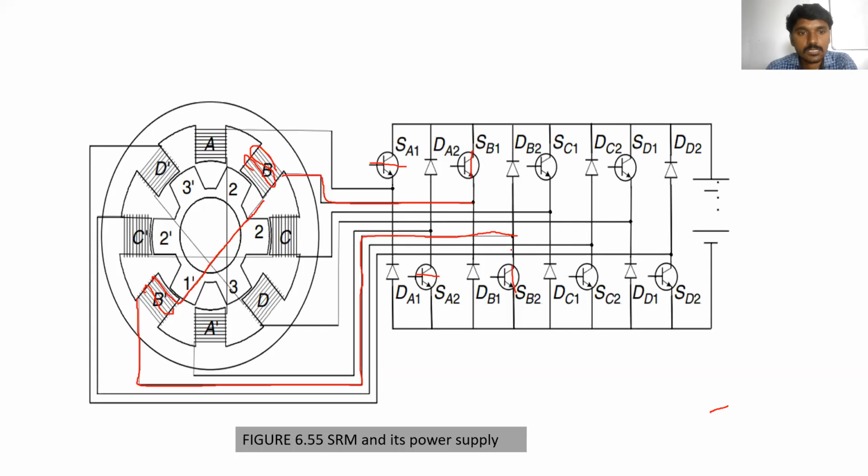Now see the closed path from the positive terminal of the supply voltage. The current is flowing through SB1. SB1 is closed now. This current is flowing through the B coil and it will form a north pole. And the current is exiting through the B dash coil and it will form a south pole. Clear?